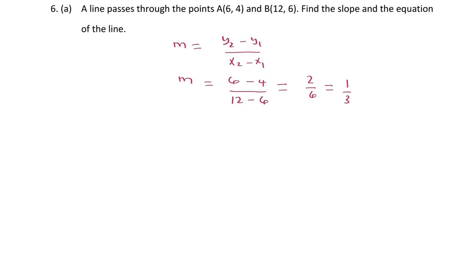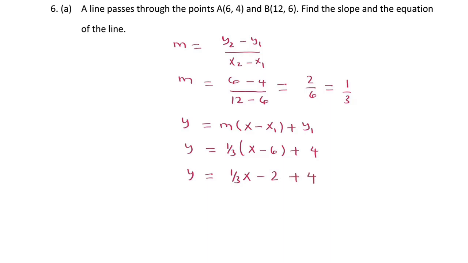Okay, so now to find the equation of the line, let us recall the general formula, which says y equals m in brackets x minus x1 plus y1. Okay, so now let us substitute their values. Our equation is going to be y equals 1/3 in brackets x minus 6 plus 4. Next, let us open the brackets by multiplying by 1/3. Then our equation is going to be y equals 1/3 x minus 2 plus 4. Now let us combine the like terms. We are having y equals 1/3 x plus 2. And this is going to be the equation of the line.